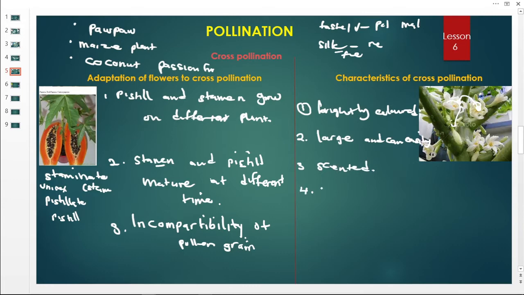Number four, they produce little but sticky pollen grains. And now, in these flowers, the anthers are below the stigma.